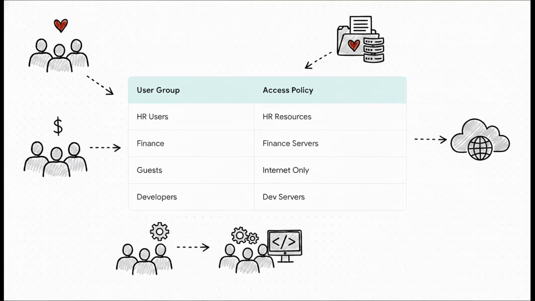So the crucial point here is that instead of tedious, repetitive commands, administrators just define simple, intent-based rules. You literally just say, HR users only access HR resources, or finance connects to finance servers. If a guest logs in, boom, restrict them to the internet only. You define these rules just once in the DNA Center dashboard, and the network automatically enforces it everywhere, no matter where that user actually sits in the building. It's segmentation made incredibly simple.